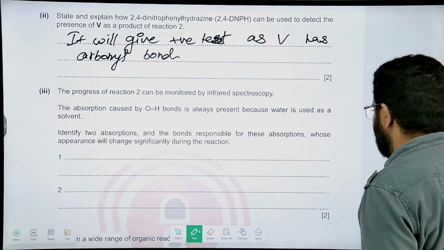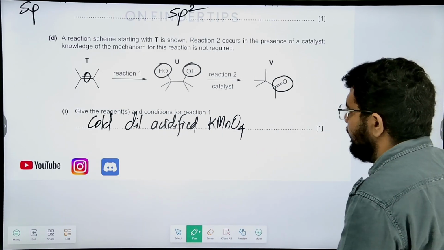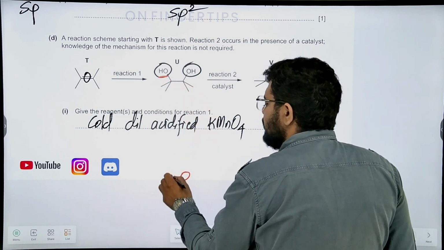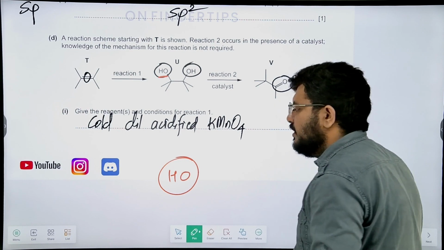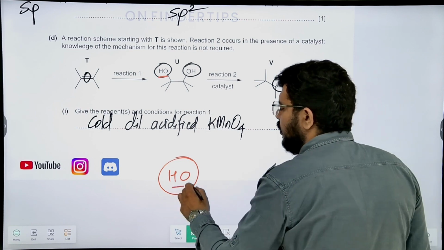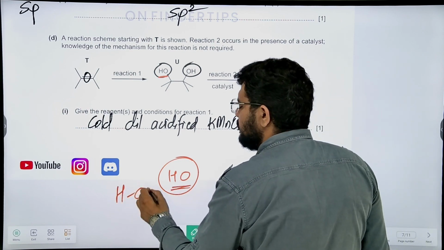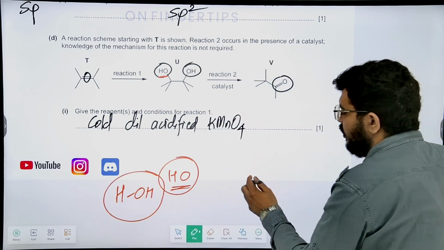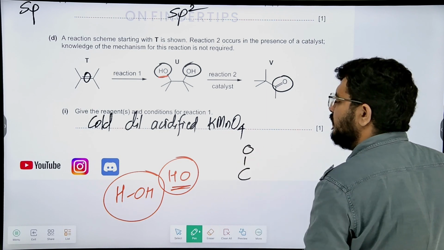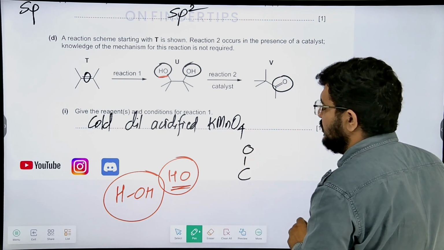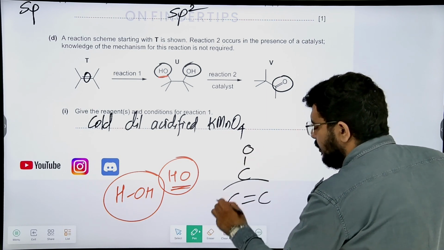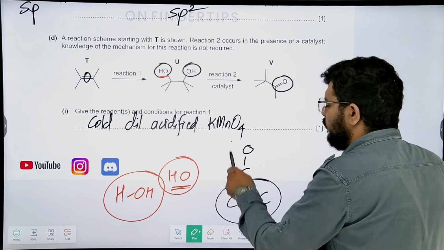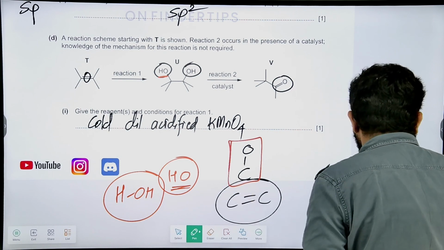So first let's see what is reaction 2, right? I feel in reaction 2 OH was being made. So I cannot judge if OH ever forms because absorption will always be present because water is the solvent. So what will I look for? I will look for the bond of carbon with oxygen, right? And I will look for the double bond to disappear. So I will look for the double bond to disappear and I will look for this bond to form, right?